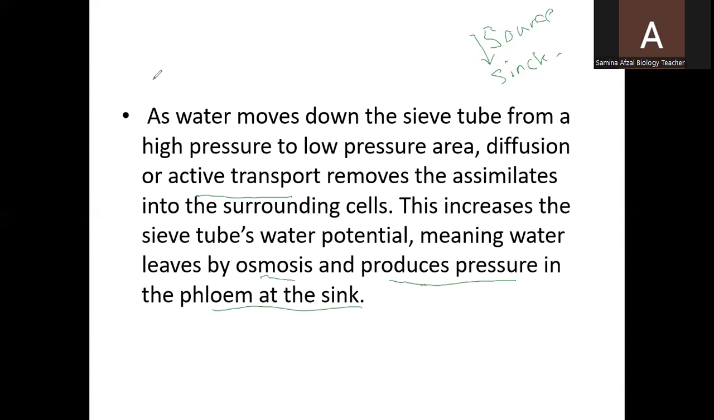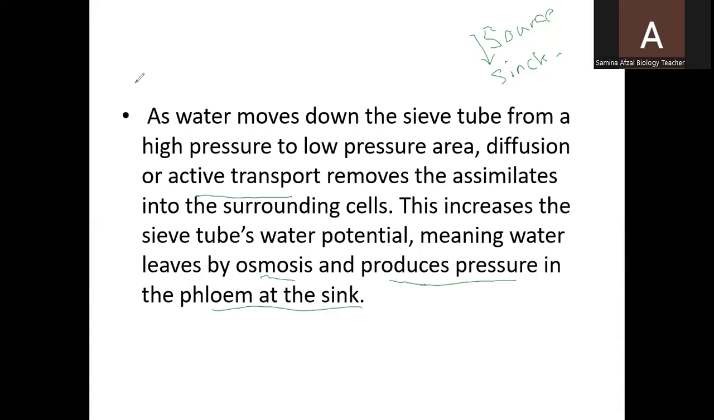So when the food is loaded at the source, from the companion cells into the phloem vessel, what happens at that time is that, due to the concentration of assimilates, the water potential is decreased, and then water enters from the xylem vessels into the phloem tissues, and then assimilates move in the downward direction towards the sink.